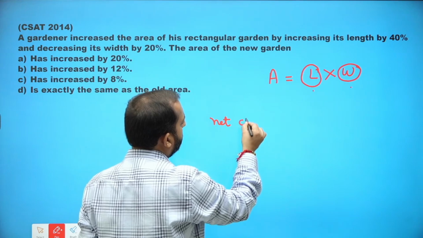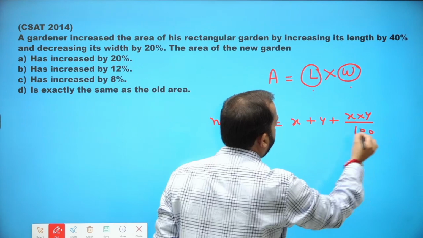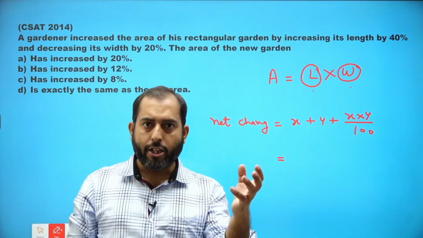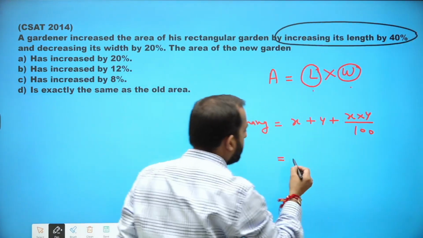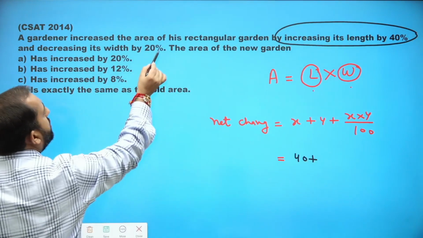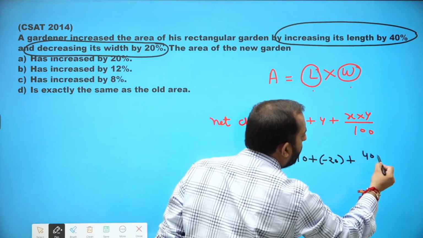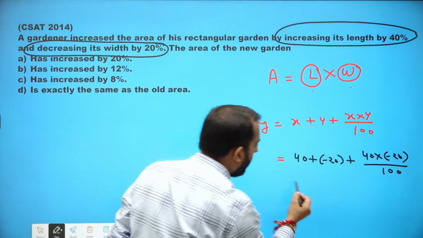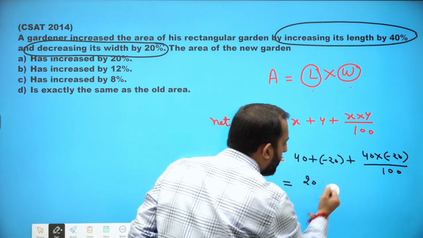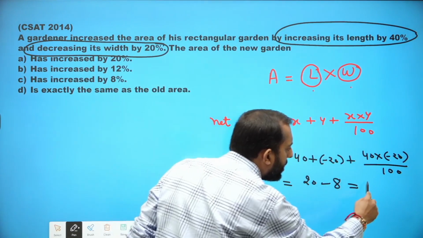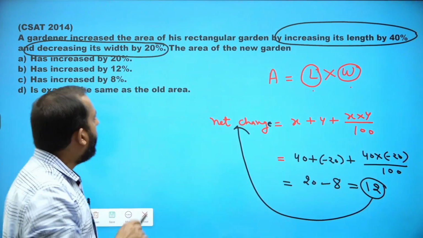You know the formula for successive change or net change: x plus y plus x into y upon 100, where x and y represent the respective changes. Now, in this question, the first change is 40% and it is an increment, so the value of x is plus 40. The next change is 20% and it is a decrement, so the value of y will be minus 20. Plus x into y, positive 40 into minus 20 upon 100. So 40 minus 20 is 20, plus it becomes minus 8. 20 minus 8 is 12. So you can see the net change is 12% only. Hence the answer is option B.